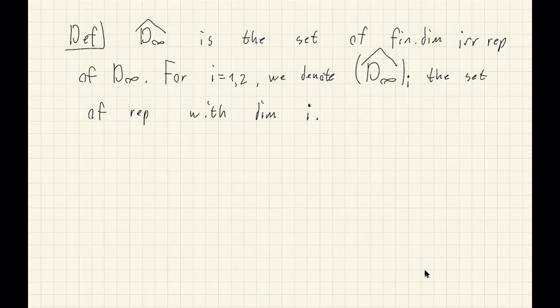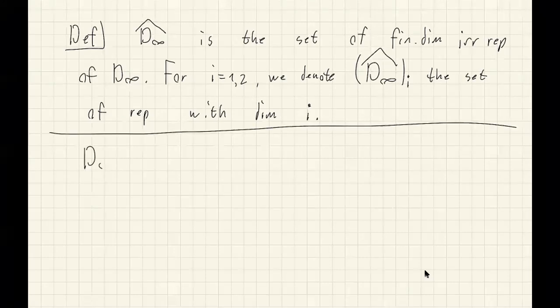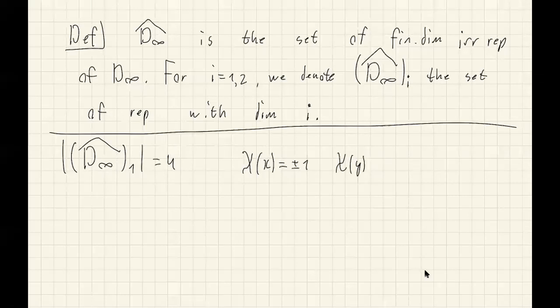So for the hat 1, it is particularly easy because it has only 4 elements. We have basically 4 characters for our group because we know its representation as a free product. So if chi is a character, then its value on x is ±1, and its value on y is ±1. So it's just 4 characters.